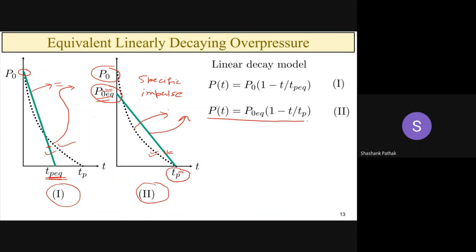So equivalent linear equations can be written like this, the linear decay models. Linear decay models are very popular among engineers because they are very simple, and most of the empirical design charts are developed for these empirical equations. So we can convert any blast loading to the equivalent linear loading with the two conditions. For different cases, different conditions can be used.